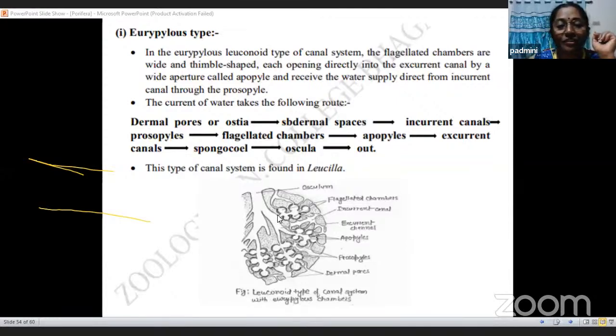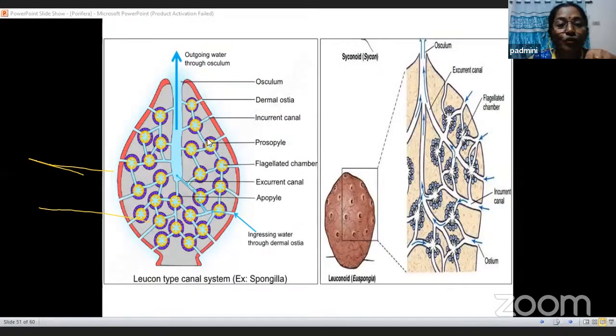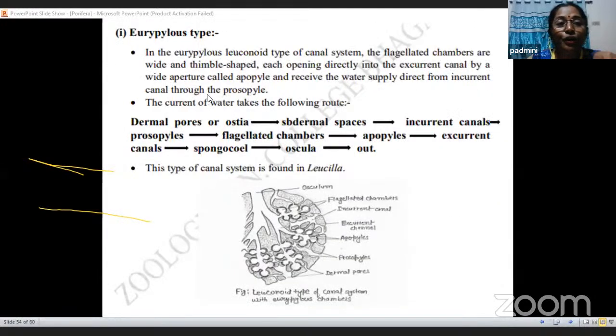That is the shape over here. So this is the thimble shape here. Notice this diagram over here. This thimble is not closed like in leuconoid over here. All these chambers are closed, single round structures over here. But when you are going to talk about Eurypylus, they are all open.